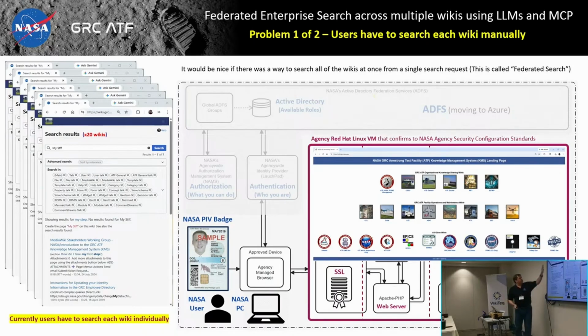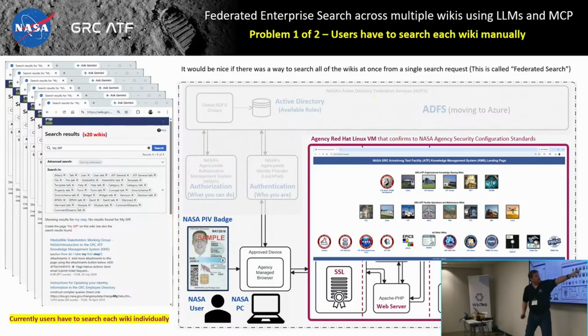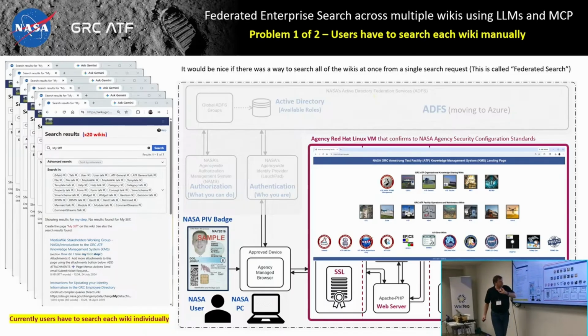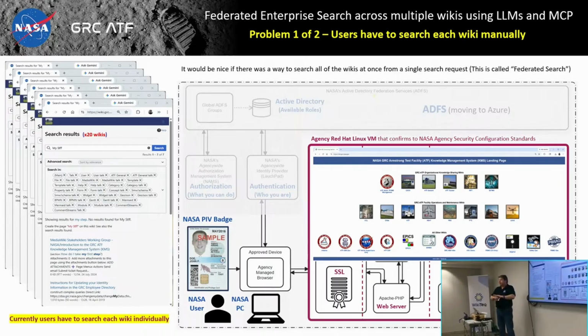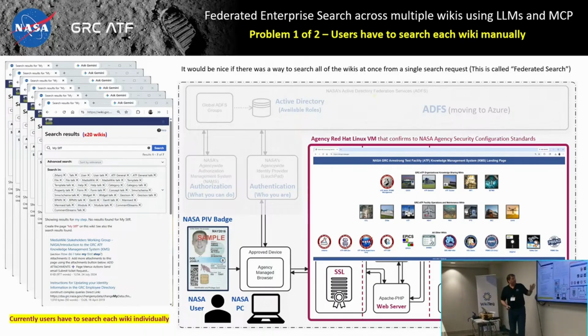So what that means is, and you can see I've sort of replicated the search results, this has to be done times 20. Each one of these wikis has its own little search bar. If you're trying to find my file.pdf, currently you have to either know where it is, and if you don't know where it is, you have to systematically go and look through each wiki, which is obviously not ideal, but it's secure.